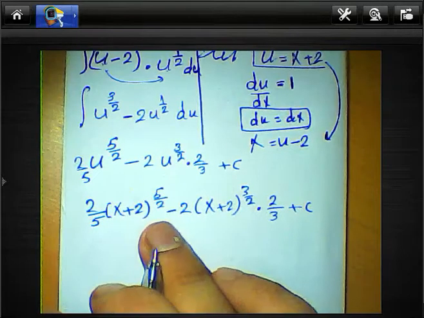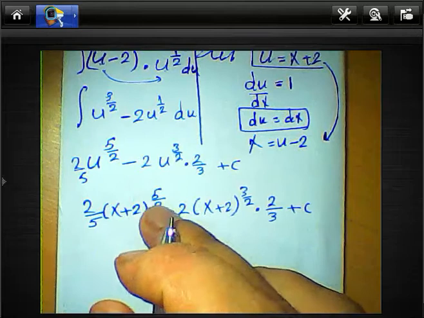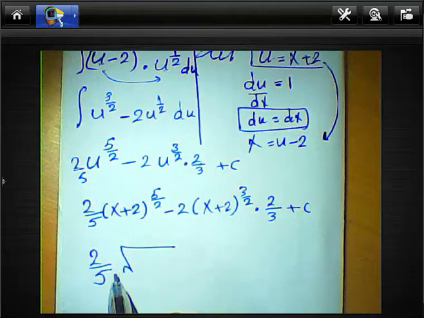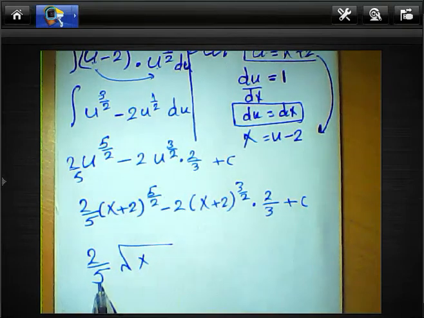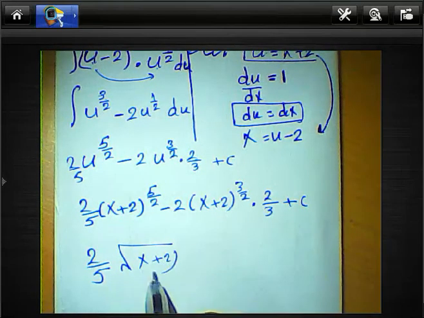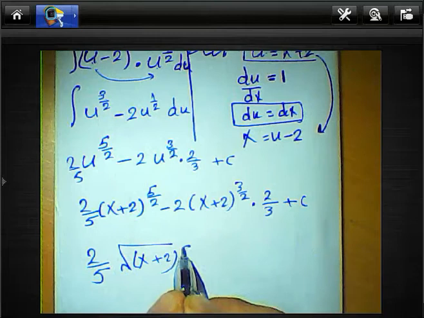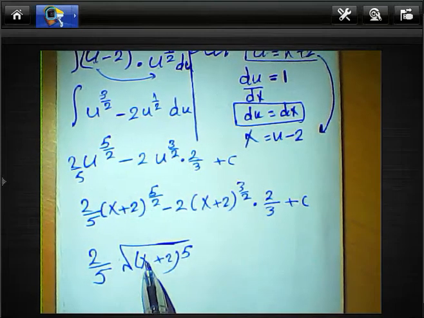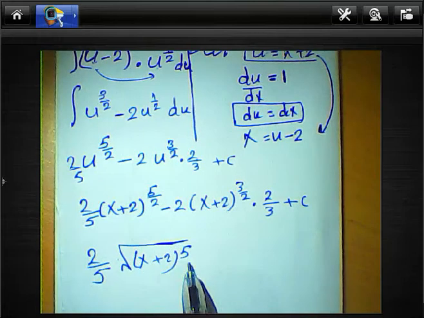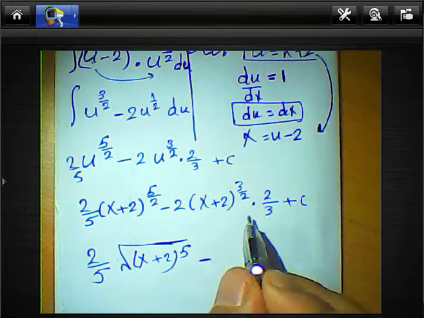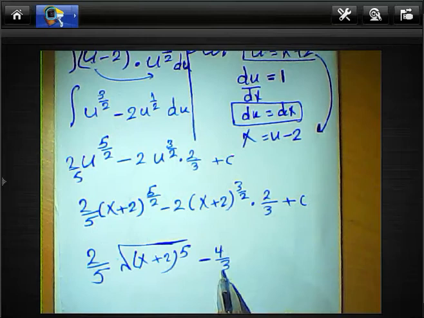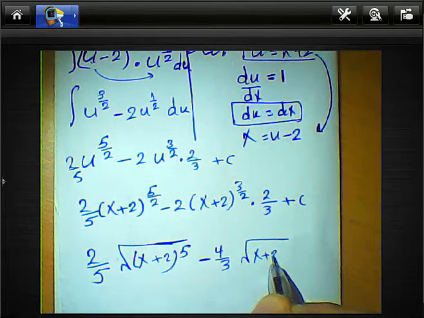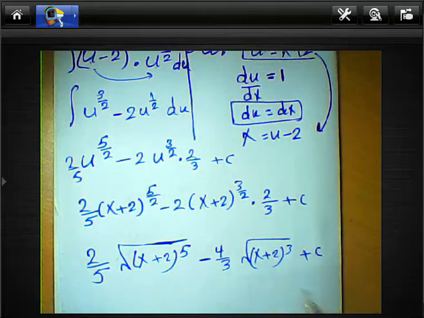We can convert this expression from exponent power to root. We can write 2 over 5, and we can write here 5 in the denominator, square root of x plus 2. We can write 2 outside here and 5 here. Okay, 5 over 2, it's the square root of (x plus 2) to the power 5, subtract by 2, multiply by 2 equals 4 over 3, and we can write the square root of (x plus 2) to the power 3 plus constant.